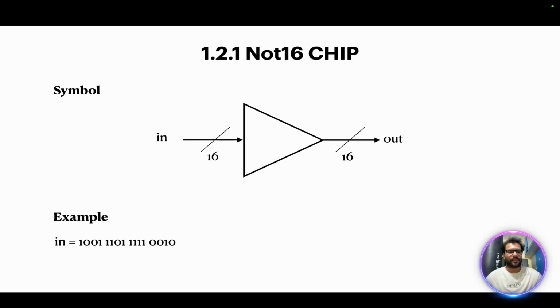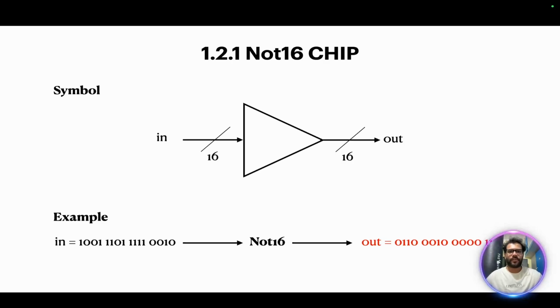Okay, let's take an example here. I've taken a 16-bit value. You can see the values are 1001, 1101, and so on. So what is the output? Wherever there is 1, you write 0. Wherever there is 0, you write 1. Pass it through the Not16 to get this output. You get 0100, 0010, 0000, 4 zeros and 1101. 1 is being replaced by 0 and 0 is being replaced by 1.